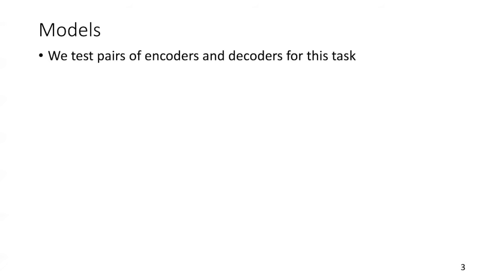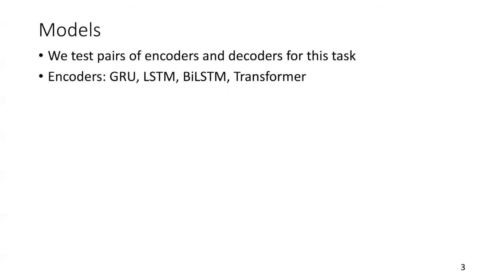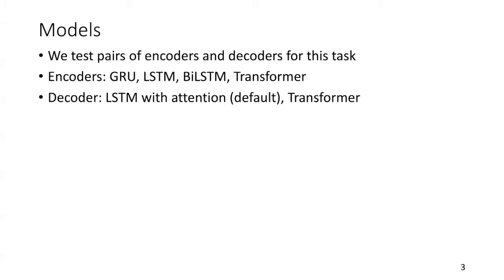Now, the models we train are not in any way unique or novel. We're just taking pairs of encoders and decoders and asking how they perform. The encoders we're looking at are GRU, LSTM, BiLSTM, and Transformer. For the decoder, we have OpenNMT's default decoder, which is an LSTM with attention, and the transformer decoder. We'll often just call the pairing of the transformer encoder and transformer decoder the transformer model.